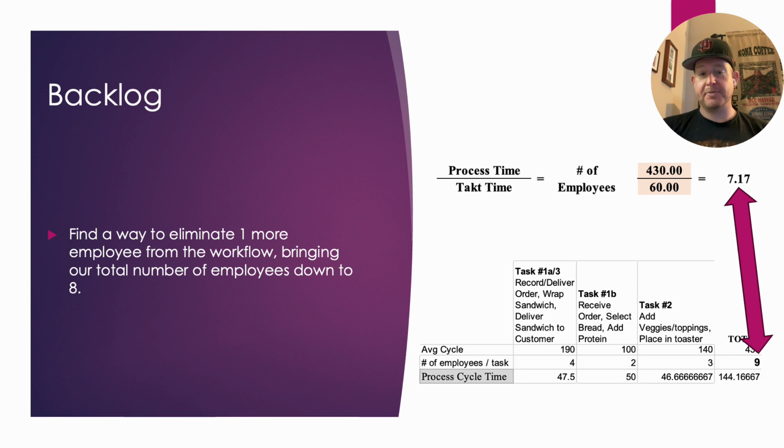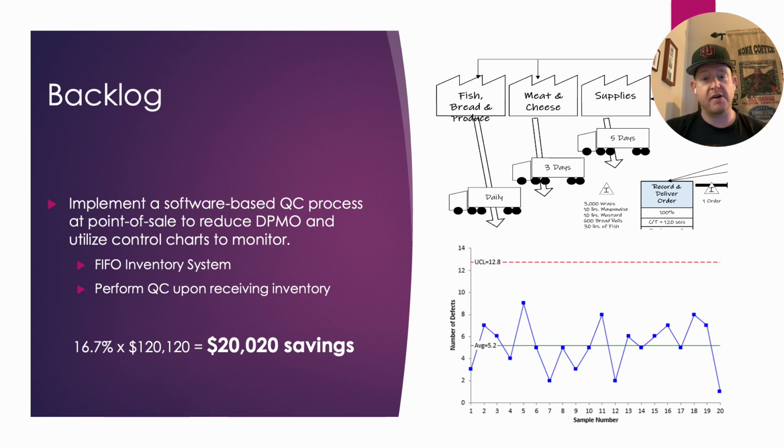As mentioned before, the optimal number of employees has dropped with our new system. That means we still need to find a way to eliminate one more employee in order to bring our total number closer to the optimal number. We could use a software-based QC process at point of sale, and then use a control chart as a way to monitor trends and keep things within tolerance.